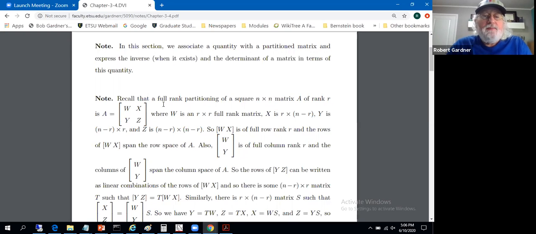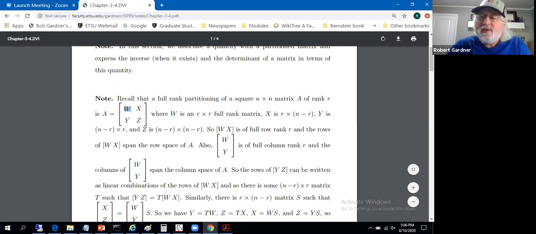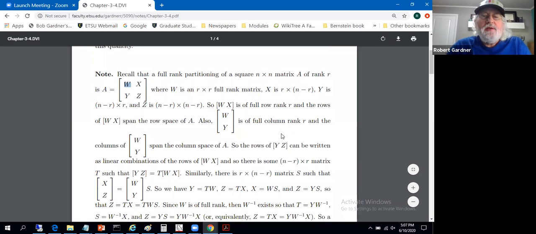But this full rank partitioning exists. Remember, if we start with an arbitrary matrix A, we might need to permute around rows and columns to isolate a full rank minor matrix. This R by R matrix is given here, a submatrix, I guess.